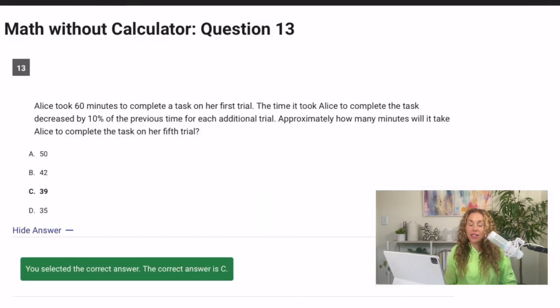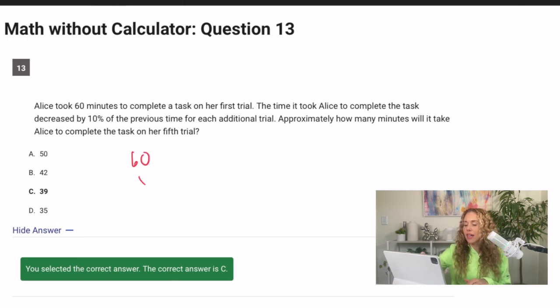Okay, question 13. Alice took 60 minutes to complete a task for her first trial. The time it took Alice to complete the task decreased by 10% of the previous time for each additional trial. Approximately how many minutes will it take Alice to complete the task on her fifth trial? Okay, what you don't want to do is add up 10% 5 times and then take 50% of 60. That is not the same thing as taking 10% off each new value. You will get something lower because you're taking a percentage off of a larger amount to start. So you're not going to get the same answer. So you have to do it in increments.